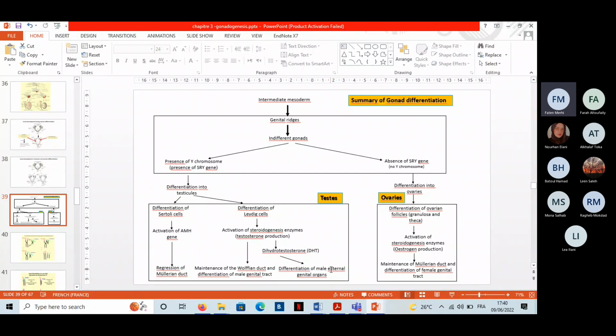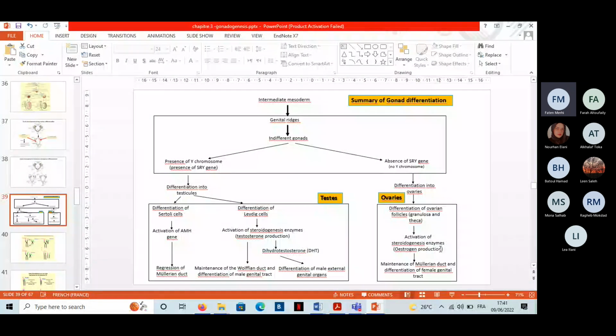Now, in the females, in the embryos carrying XX chromosomes, and in the absence of a Y chromosome, they will not have an SRY gene, and this will lead to the differentiation of the gonads into ovaries. We'll have the formation of the granulosa cells and the theca cells, and this will lead to the activation of estrogen production.